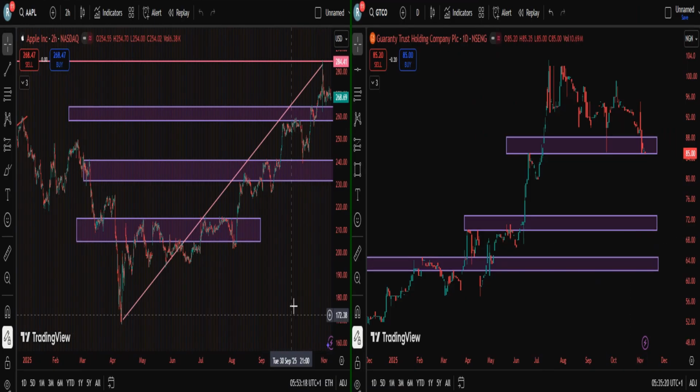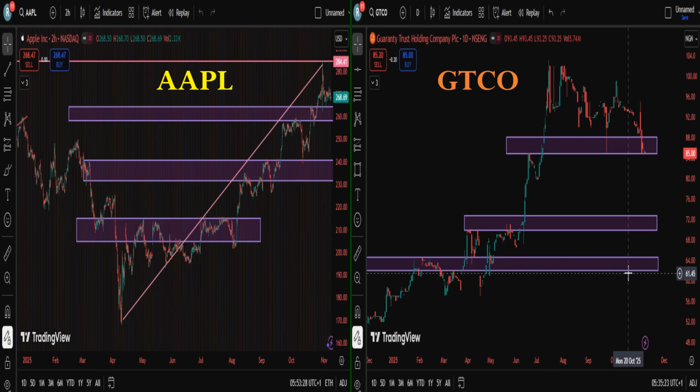So these candlesticks are your price storytellers. They communicate what is happening in the market in real time. They reveal market sentiment, reversals, momentum, everything.